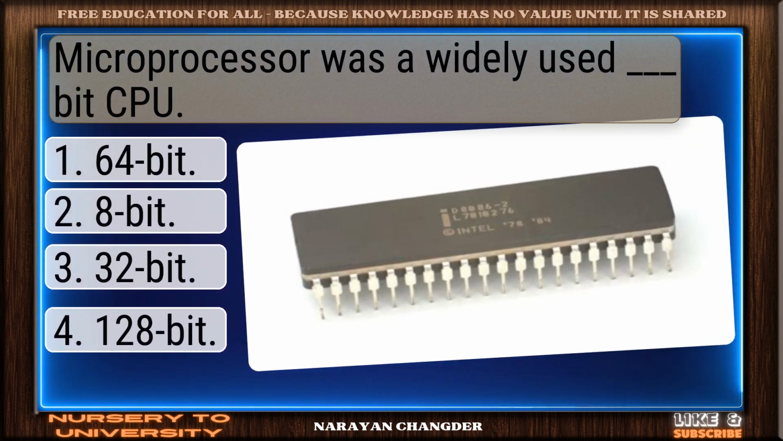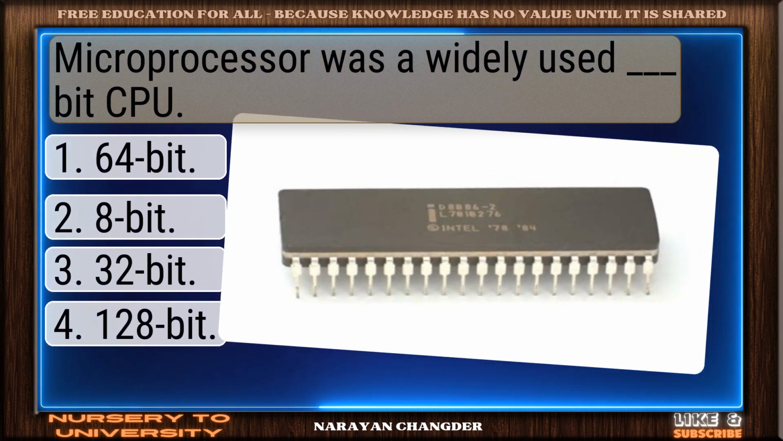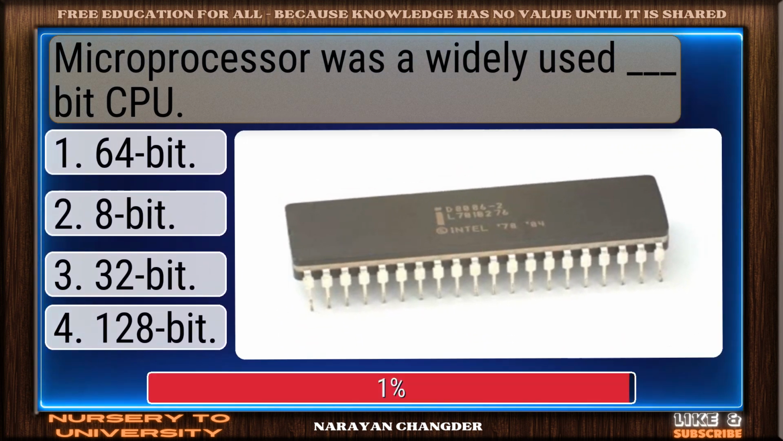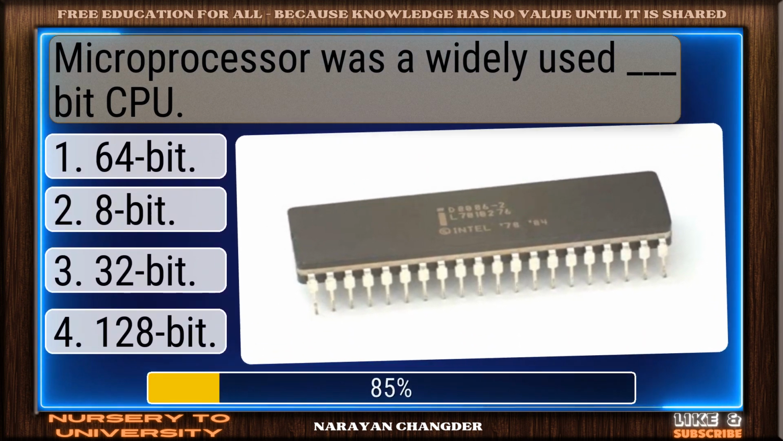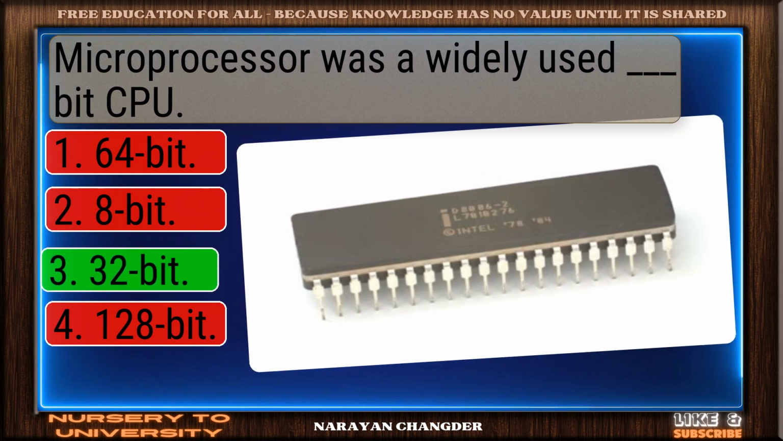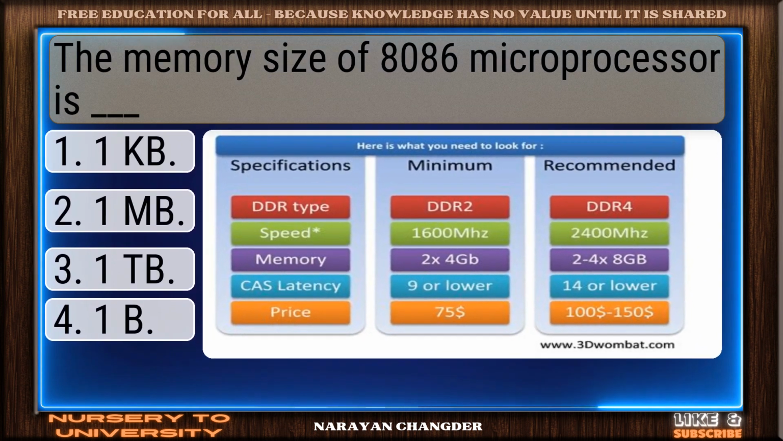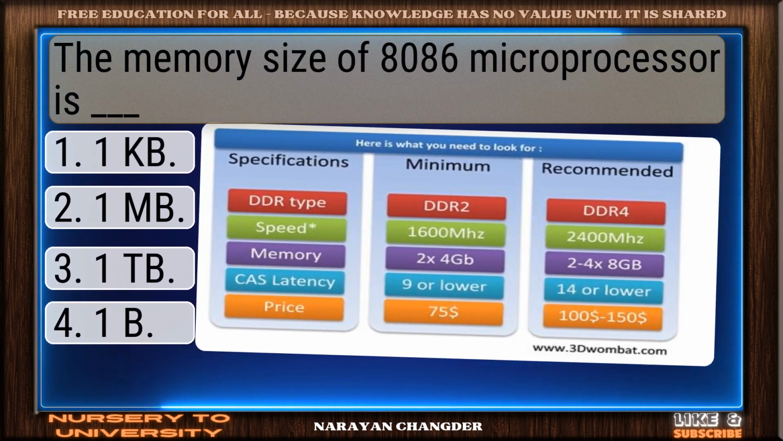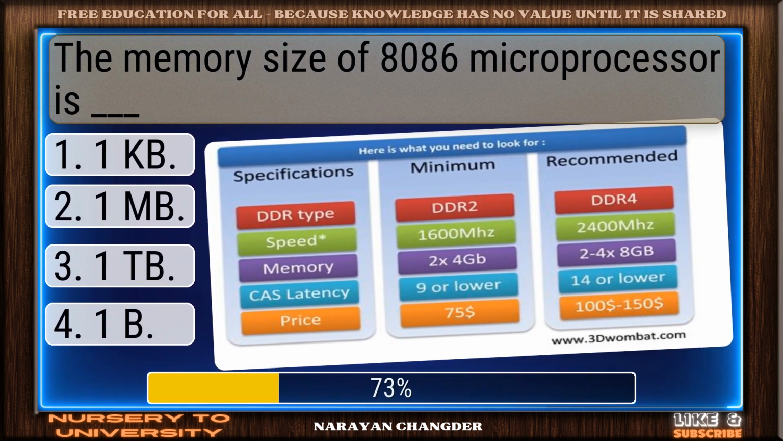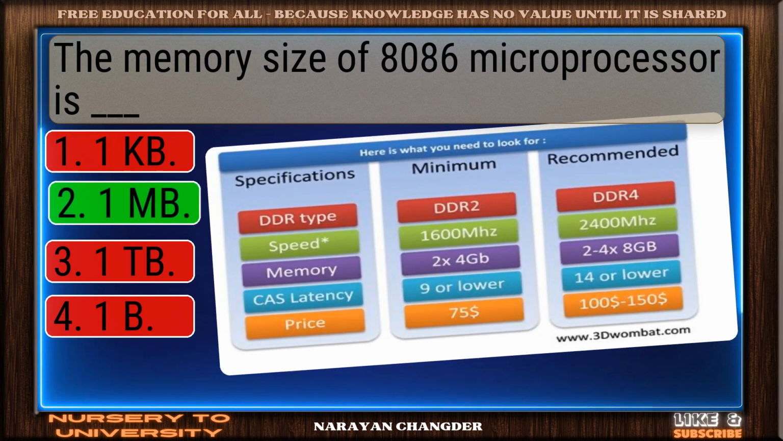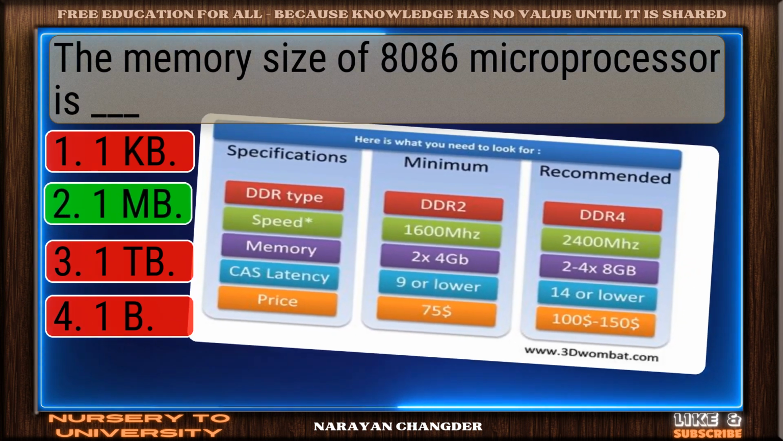Question number 11. Microprocessor was a widely used dash-bit CPU. Smart move. 32-bit is an accurate answer. Question number 12. The memory size of 8086 microprocessor is dash. Perfect. 1 MB is the correct choice.